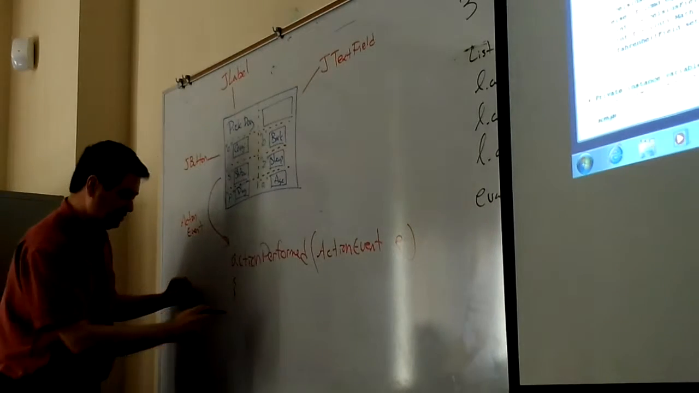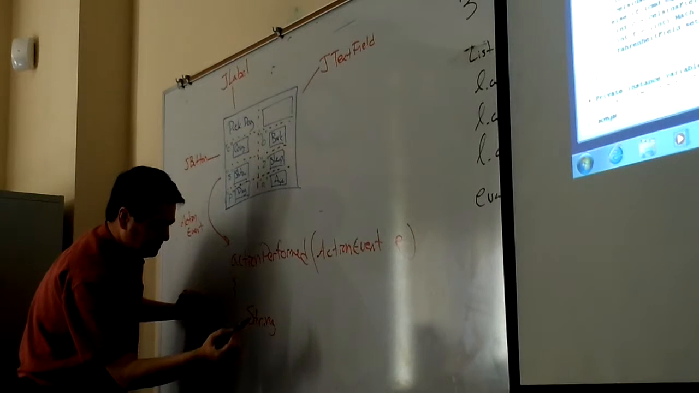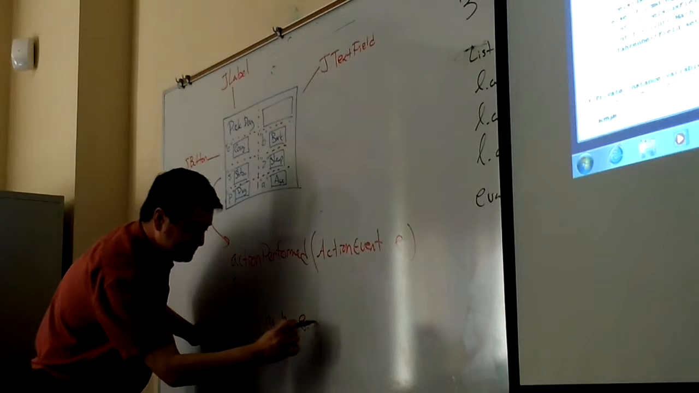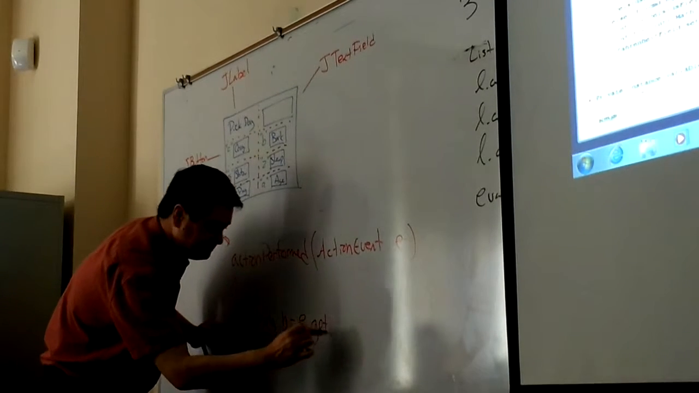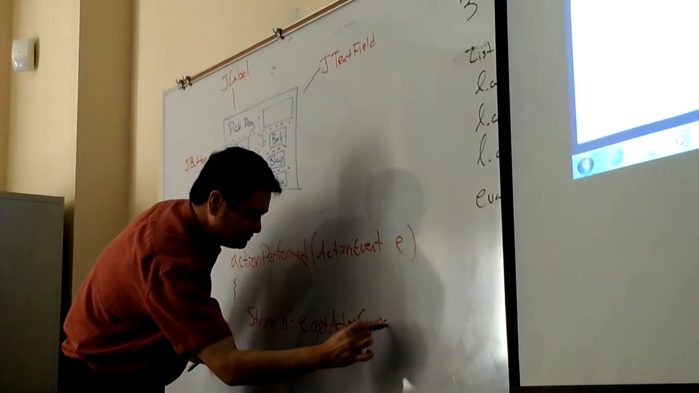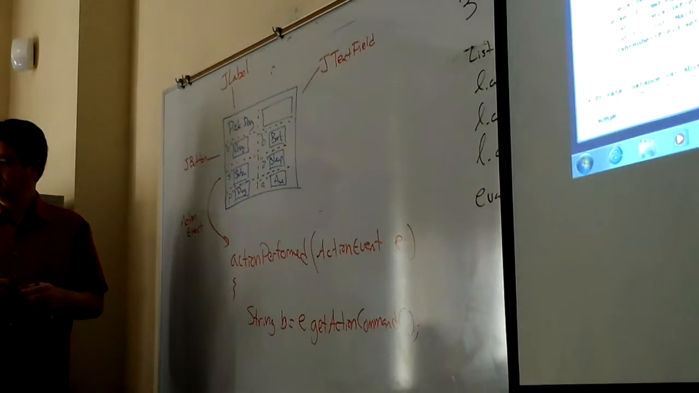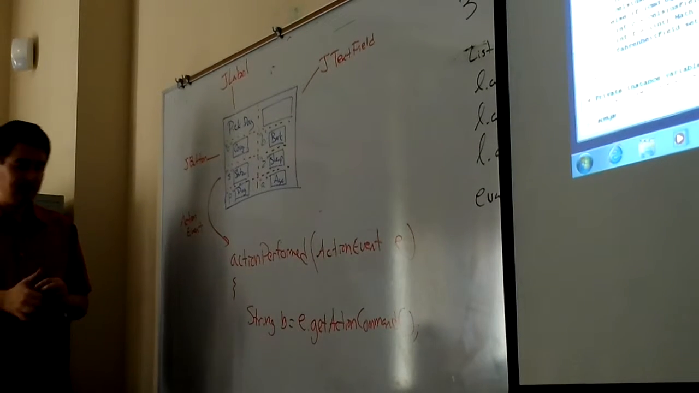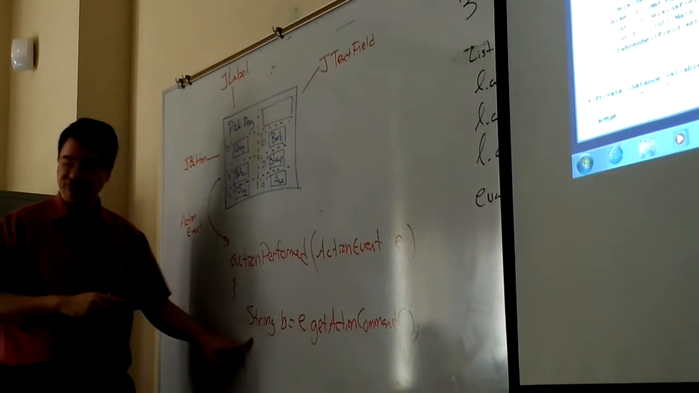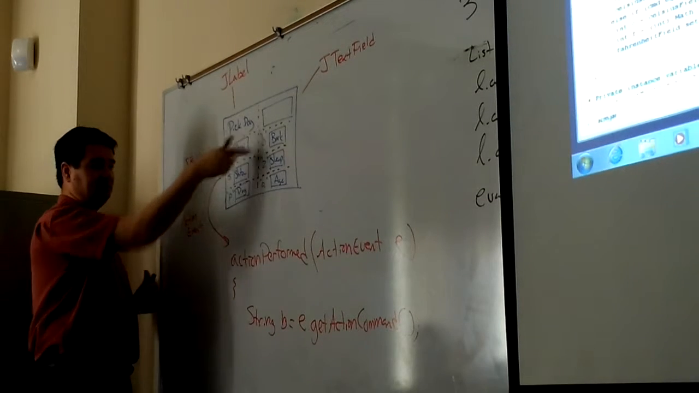So inside here, we'll go String b equals e.getActionCommand. We call getActionCommand on this event, and it'll return a string to us. And that string will either be C, S, P, B, Z, or A.